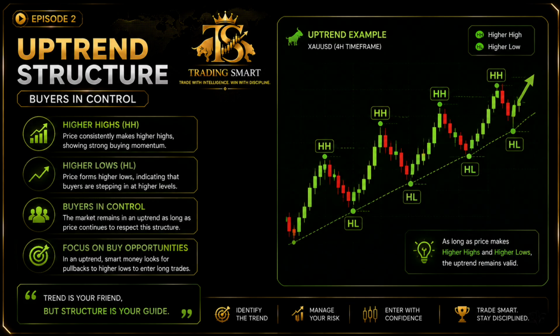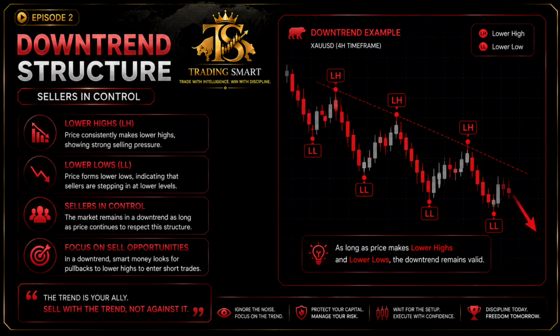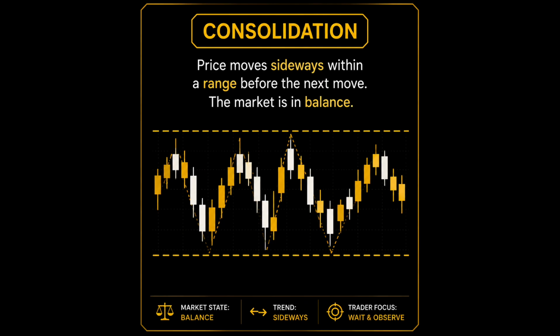When price is creating higher highs and higher lows, the market is generally in an uptrend. This tells us that buyers are in control and demand is pushing price higher. When price is creating lower highs and lower lows, the market is generally in a downtrend. This indicates that sellers are dominating and supply is driving price lower. Market structure is not about predicting the future. It's about understanding what the market is currently doing and aligning yourself with the dominant flow of price.